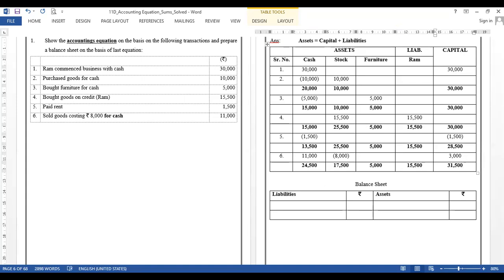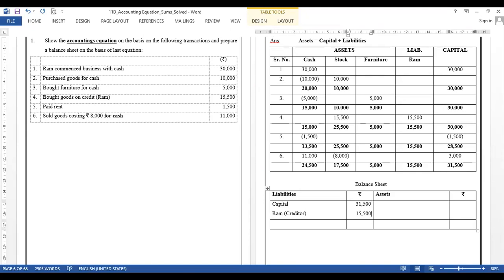So we are done with the sum. The new equation is already there, and with the help of the last equation, we are supposed to prepare the balance sheet. So let me place assets on the asset side, liabilities on the liability side. Among liabilities, I would always like to start with the capital, and then I have a liability towards Ram. Ram is my creditor. Capital amount can be seen as rupees 31,500. Creditor is 15,500. So let me put on the asset side.